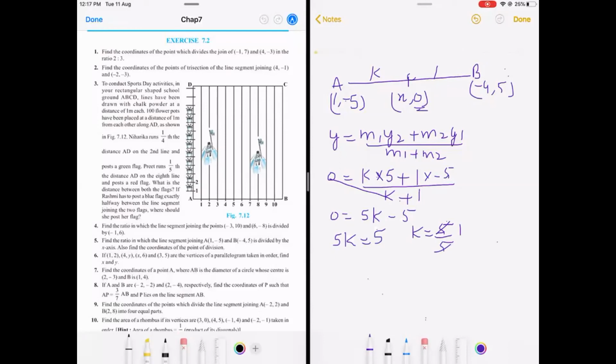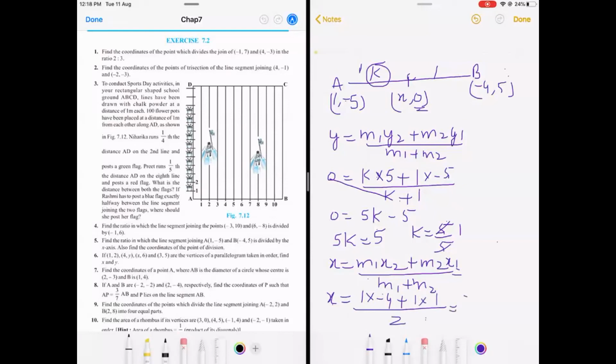And in the next part, also find the coordinates of the point of division. When we find the value of k, which is 1, we easily find x. Do it quickly.